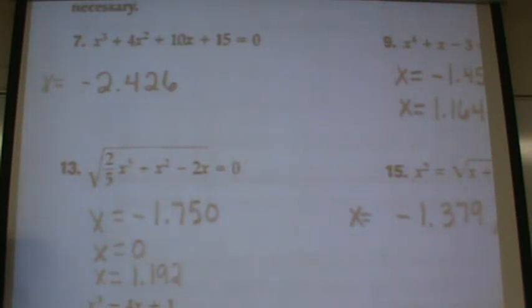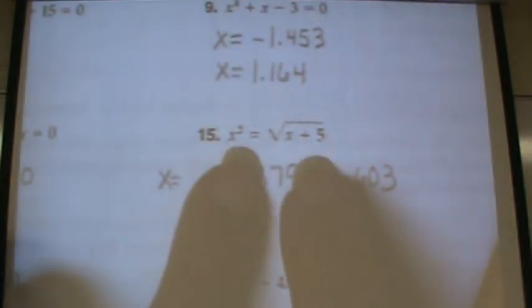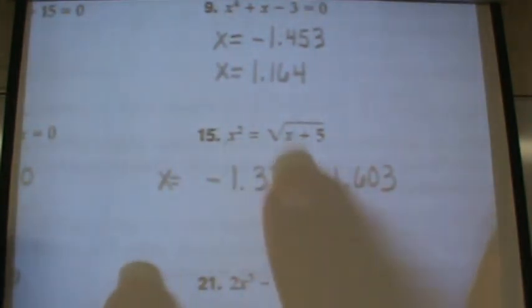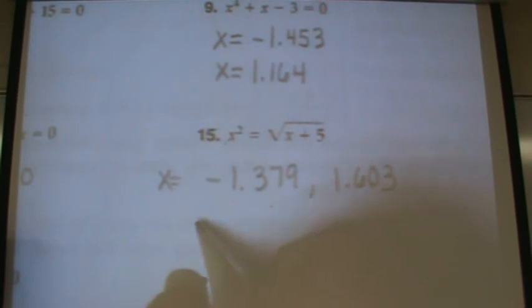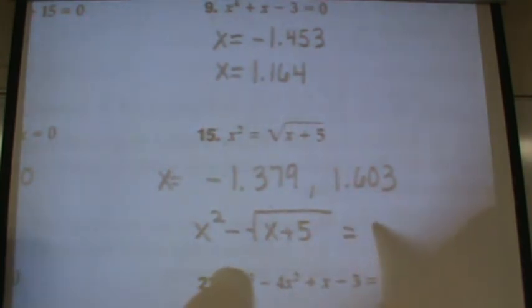Now just to warn you, question 15. You want to type this in. Is this set equal to 0? No. You're going to type this in as x squared minus the square root of x plus 5. And you're going to find out where it hits the x-axis.